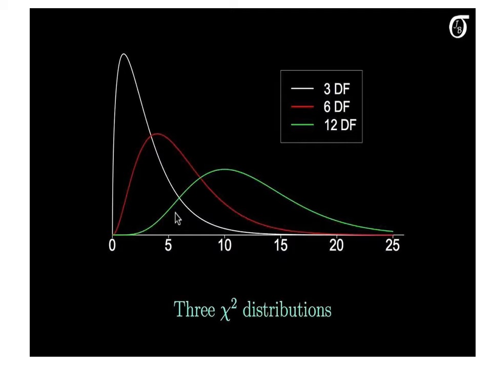And the second thing shown in this graph is that we don't have any negative value. All the graphs are skewed towards the right because it is a square value, so we are not having any negative value in this.